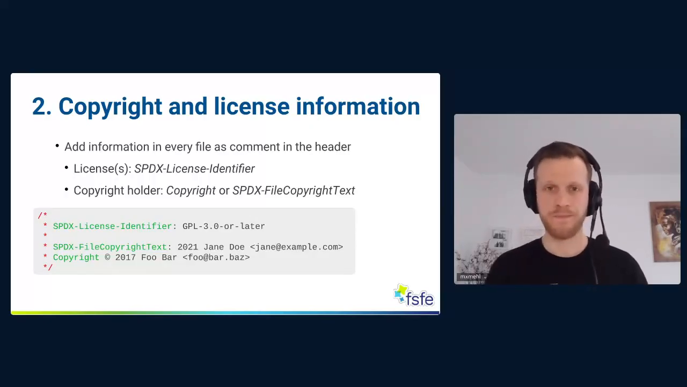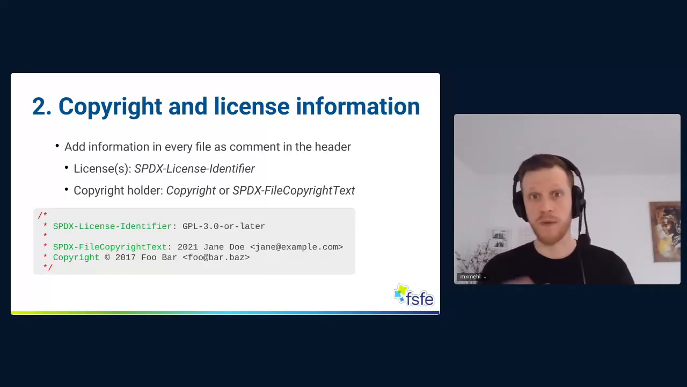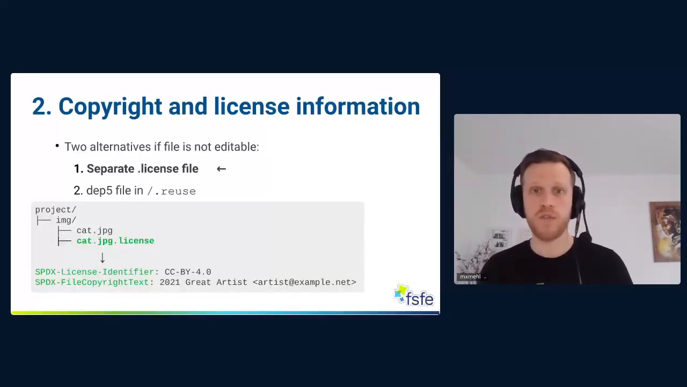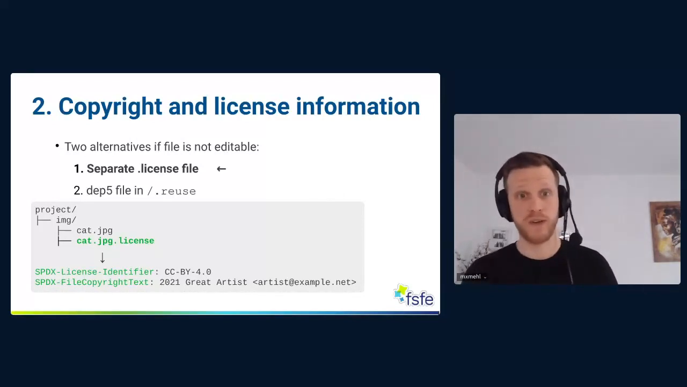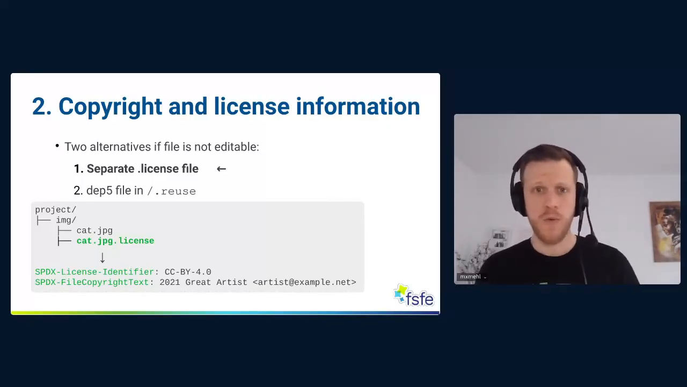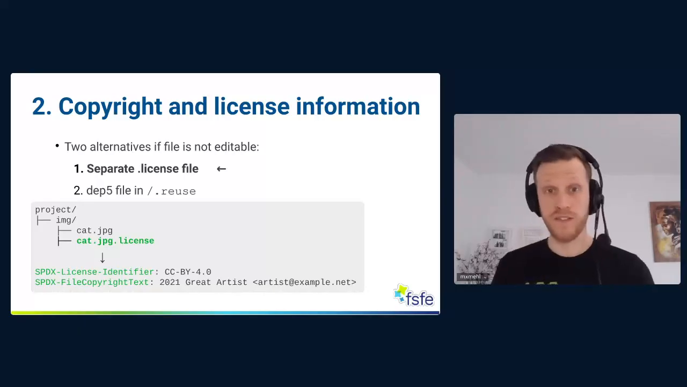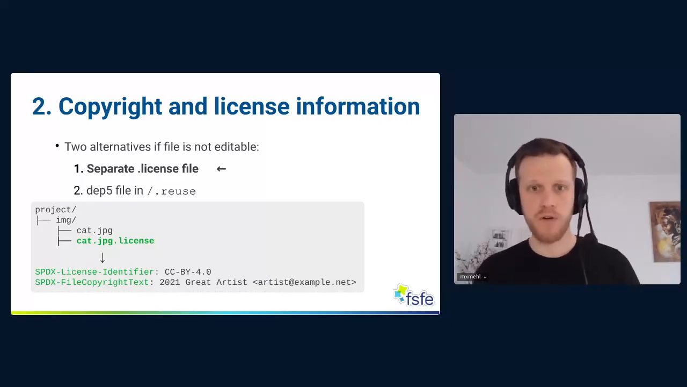But now what to do if you have files that do not support comment headers or comments at all, like a JSON file or a picture or something else? We have 2 alternatives. I would say the most preferred alternative is a separate .license file. In this example below, we have an image with the name cat.jpg. And now you're asked to create a text file called cat.jpg.license. This is a plain text file where you add the same information as we've seen before. This time it's a different license and a different copyright holder, but otherwise it's fine.